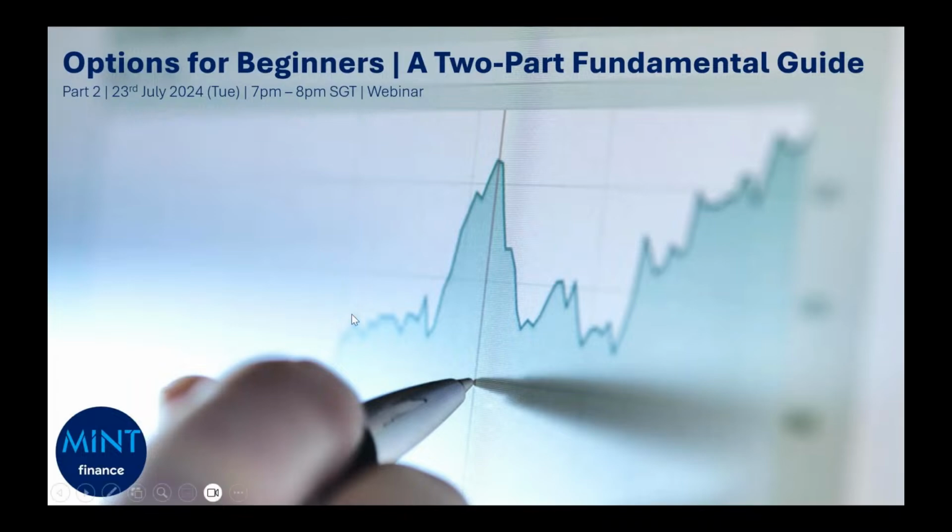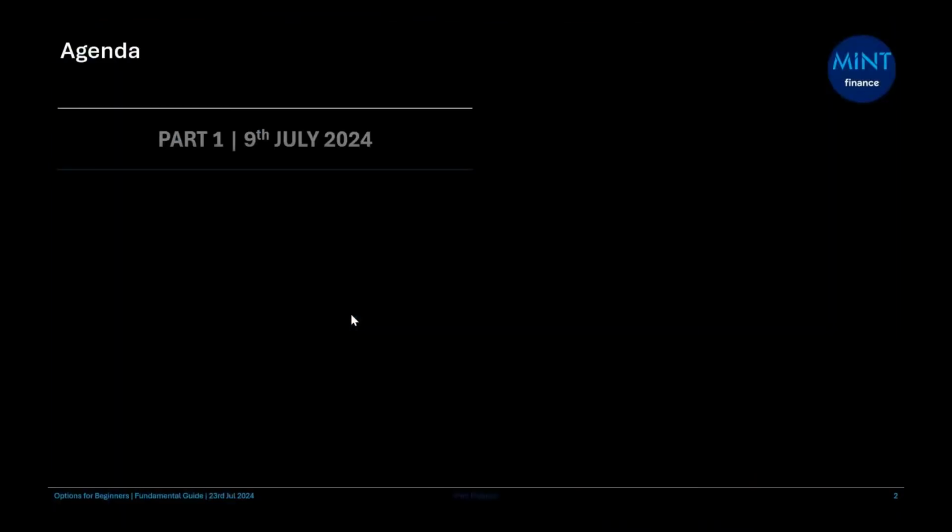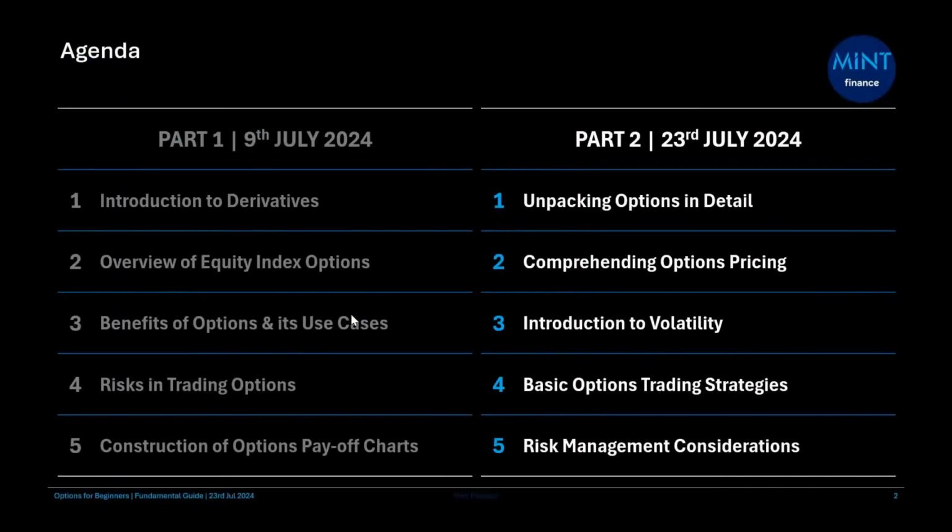All right. Good evening, everyone. Thank you so much. So this is part two of the Options for Beginners, a two-part fundamental guide. Thanks for the kind introduction, Sri. So for today's session, just to quickly recap, 2 weeks ago on 9th July, we did a quick introduction to derivatives. We had an overview of equity index options. We looked at the benefits of options and its use cases. We looked at risks that are very intrinsic or idiosyncratic to trading options themselves. And we also had an overview on the construction of options payoff charts.